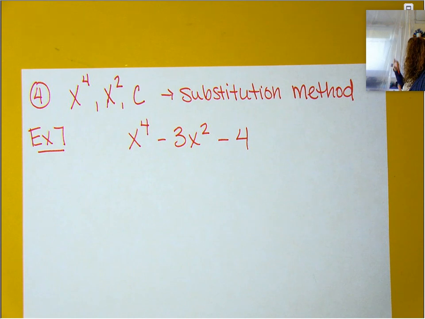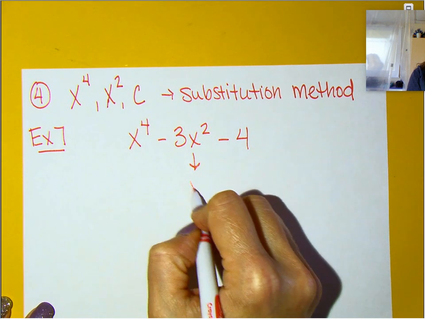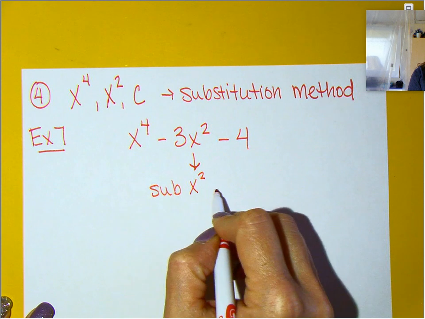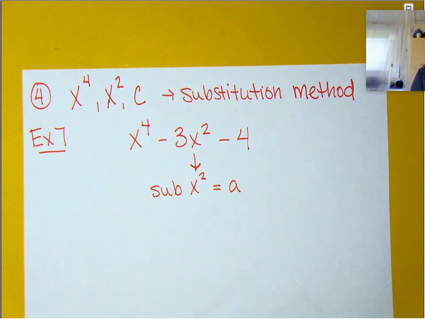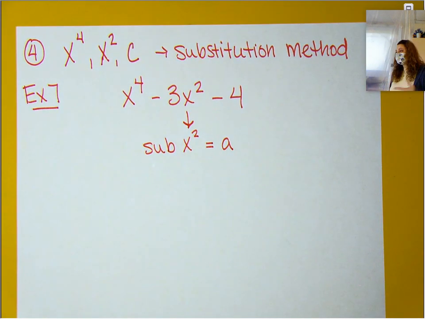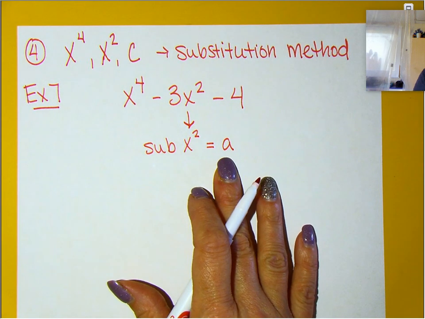But this has, instead of an x squared, an x and a constant, it has a fourth and a second and a constant. So what we're going to do is whatever's in the middle, that x squared, we're going to sub x squared, and we're going to put an a in its place, because that's what we're used to having there. Now, you can use any variable. Usually if I'm given the end of the alphabet like an X, Y, Z, I'll sub with an A, B, or C, and vice versa. That way I'm not getting things too confused. But pick a variable you want to sub.